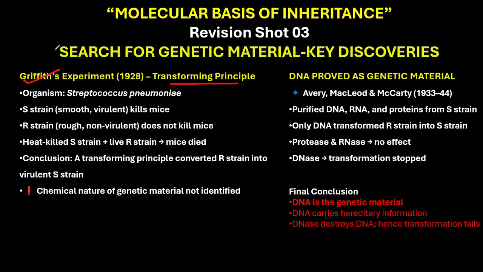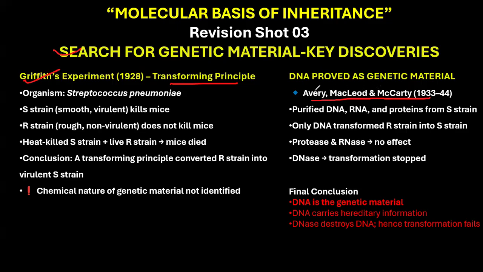Hello, my dear students. Today we are going to talk about the important topic, that is search for genetic material. There are certain important experiments which were done to prove what is genetic material. So Griffith's experiment, that is transforming principle, is one of the important things. And then DNA proved as a genetic material by Avery, MacLeod, and McCarty.